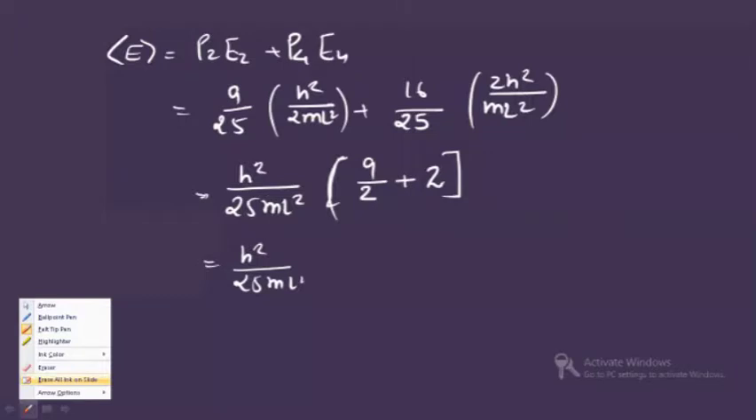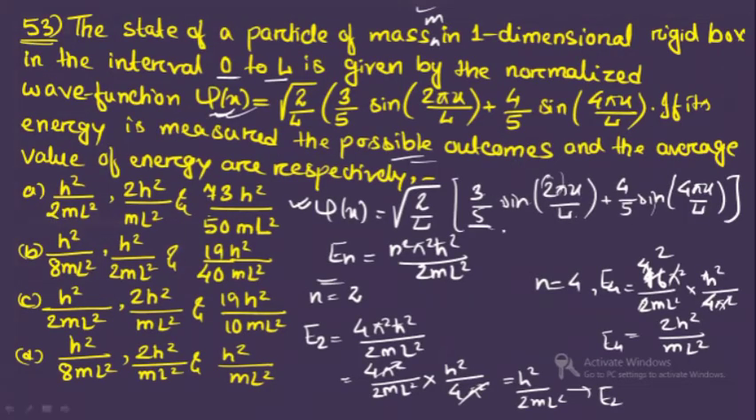All right. So the average value of the energy, E average, is equal to P2 E2 plus P4 E4. If you see the wave function, you can get P2 and P4. P2 is 3 by 5 whole square and P4 is 4 by 5 whole square. So I write 3 by 5 whole square, and the value of E2 we got was h square by 2ml square, plus P4, 4 by 5 whole square, means 16 by 25.